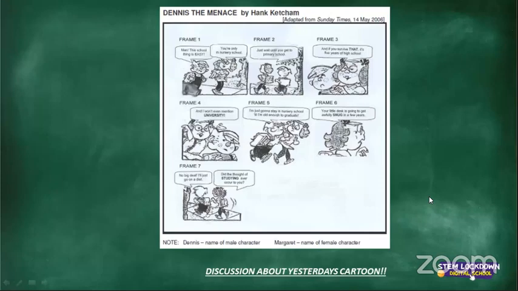And then identify another word for snug. Snug is in frame 6. So if you could just identify another word for the word snug. Give me another word for the word snug.